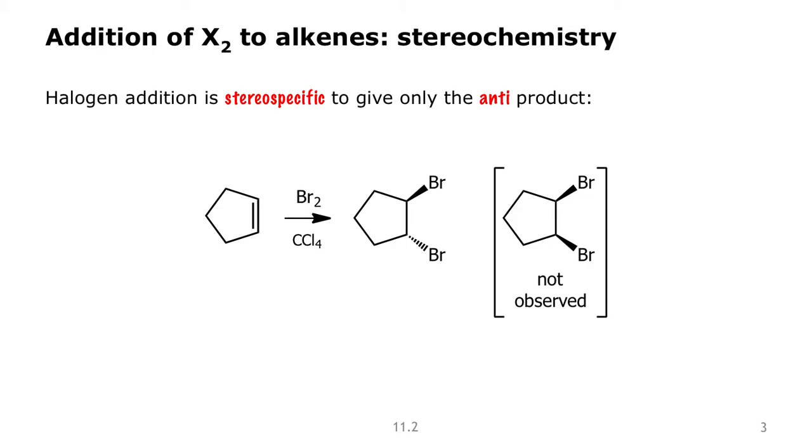The addition of halogens to alkenes is stereospecific in that if you have a substrate such as cycloalkanes like cyclopentane shown here, you will invariably produce the trans product and you do not observe the cis product. So you only get the so-called anti-addition. It's called anti-addition because you end up with the bromines added to essentially opposite faces of the double bond.